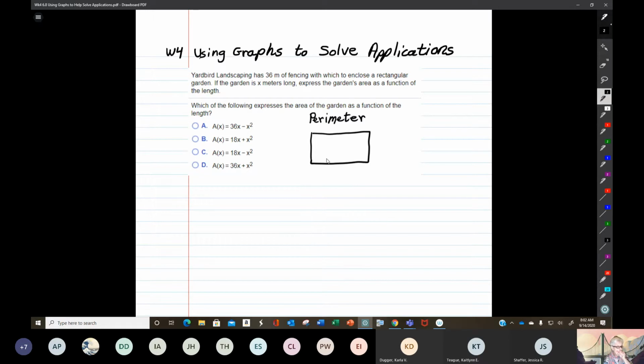Well, rectangles are usually shorter, and we call the shorter side the width, and the longer side the length. Okay. And we know that all of this adds up to 36 meters. So actually, we're not going to need this, but I'm going to say the perimeter is 36 meters.